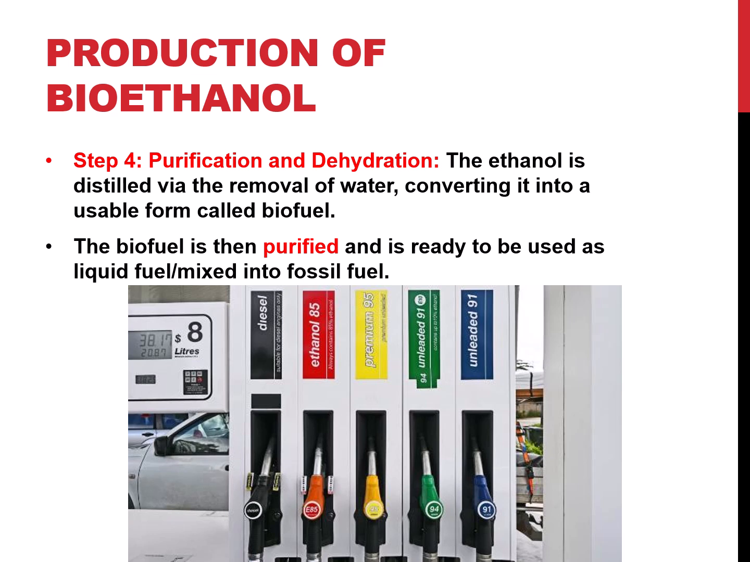And then step 4, you can purify it and dehydrate it, and then it can be mixed or used as a fuel. As you can see here, you get down to the old servo, and you have your ethanol 85, 85% ethanol, or E10 unleaded 91, so ethanol 10%, etc., etc. Although, is this really effective for regular cars that are built for basic fossil fuels unleaded? Not really. So you need to keep that in mind.